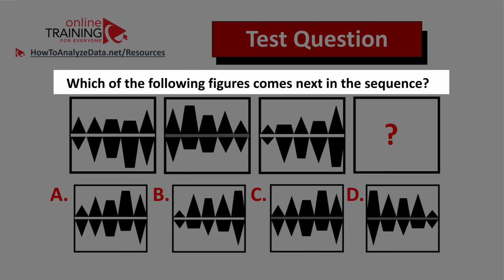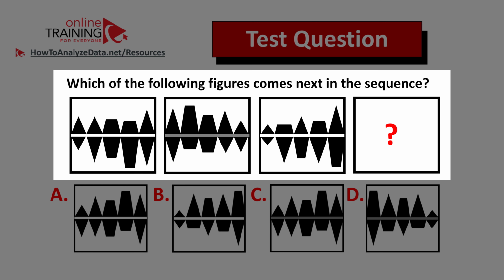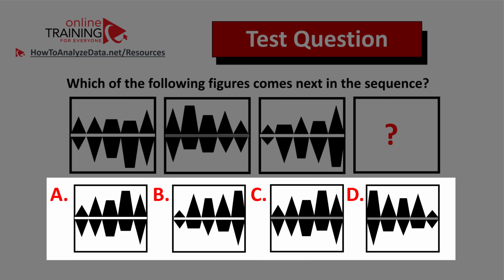Let me share with you one interesting aptitude test question. Which of the following figures comes next in the sequence? And you're presented with 3 visible figures and the fourth figure that you need to figure out. You have 4 different choices, choices A, B, C, and D to choose from. Do you think you know the answer?